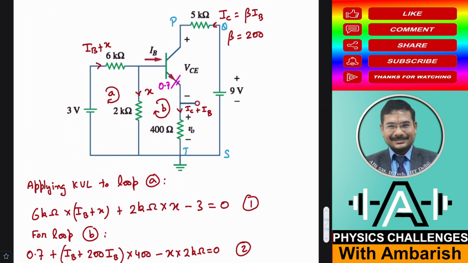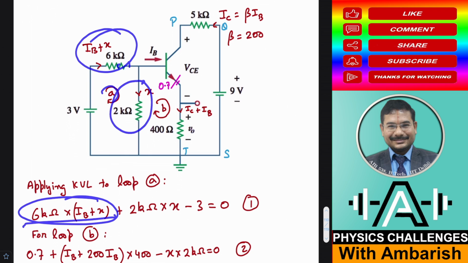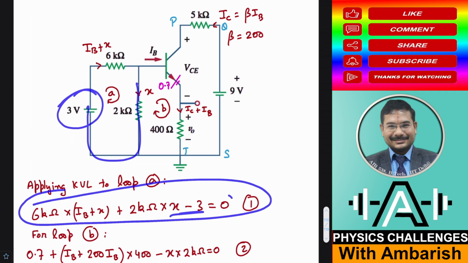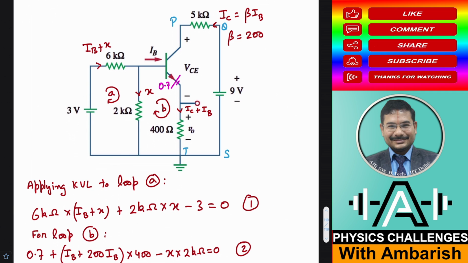Okay, so in this loop, (IB + X) into 6 kilo ohm, so that's what I've written, (IB + X) into 6 kilo ohm. Then you come to 2 kilo ohm, so 2 kilo ohm into X, so that's what I've written, 2 kilo ohm into X. And then you come to this battery, this is minus 3 equal to 0. So the summation of all the potential drops is 0. So this is one equation in IB and X.